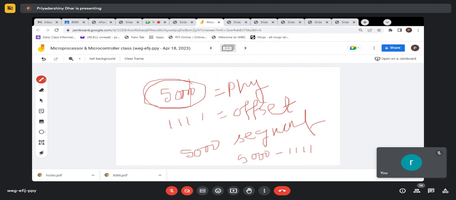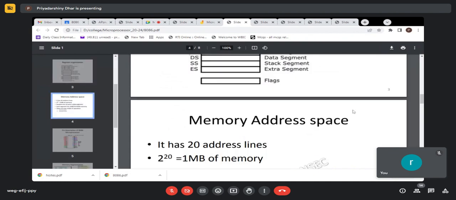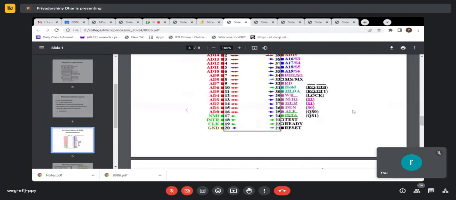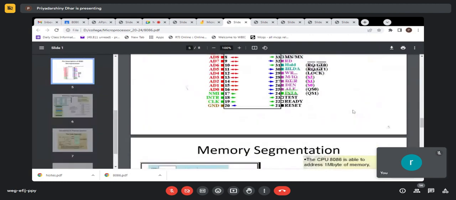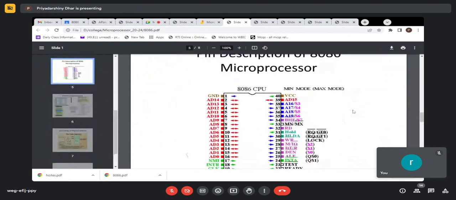Clear? Okay. Now, up to this, any doubt? Anyone? Then I will start. Pin diagram. Only two portions are left. That is our pin diagram and flag register content. That's it. Up to this, any doubt?